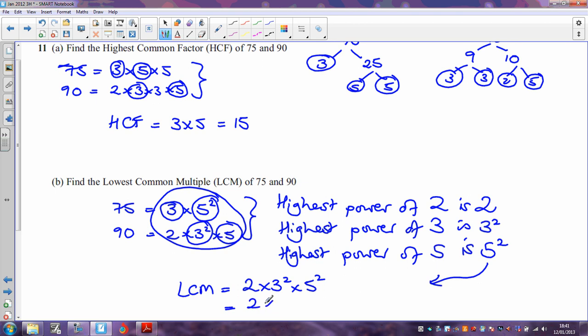Well, that's 2 times 9 times 25. Well, I'm going to do 25 times 2, that's 50. 50 times 9 comes out as 450. Or you can use your calculator.